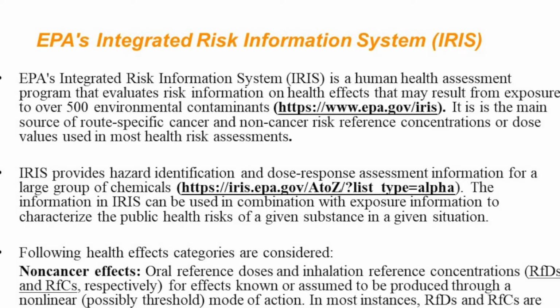IRIS is a human health assessment program that evaluates risk information on health effects that may result from exposures to, it says 500, but now it's more than 600 or so chemicals, contaminants. And it's the main source of route-specific cancer and non-cancer risk reference concentrations or dose values used in health risk assessments.